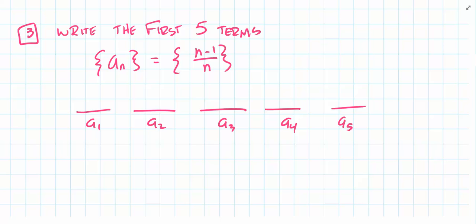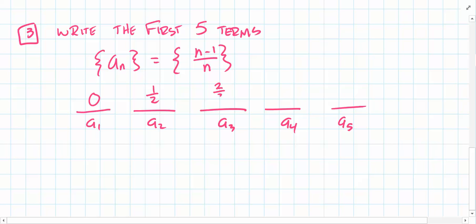You plug in the 1. You're exactly right. You plug in the 1. So what would 1 minus 1 over 1 be? It'd be 0 over 1. So my first term of this sequence should be 0. What should my second term be? 2 minus 1 divided by 2. 1/2. Very good.